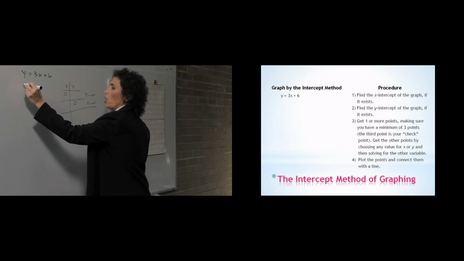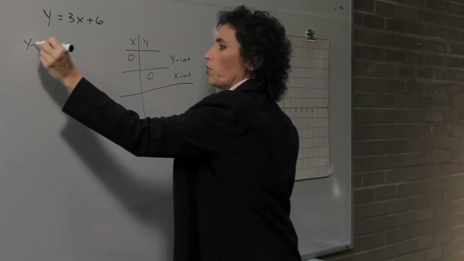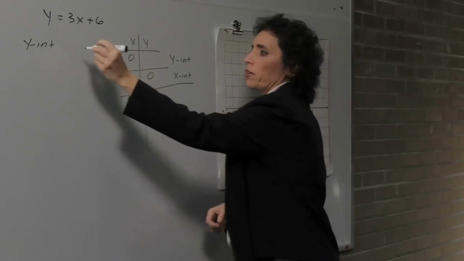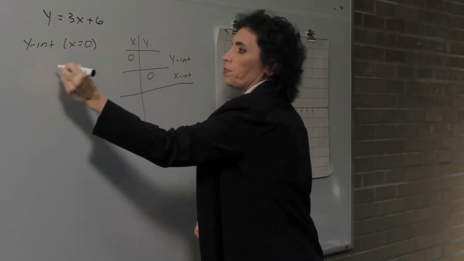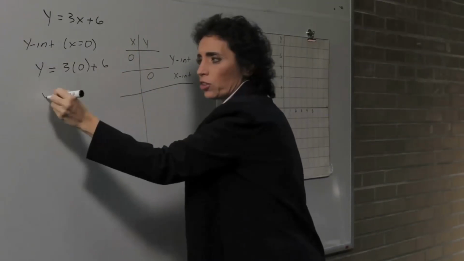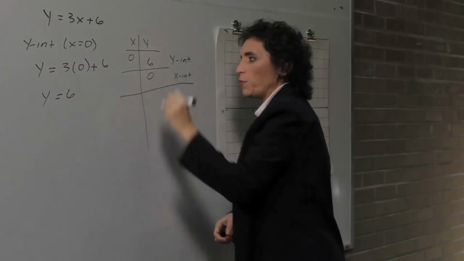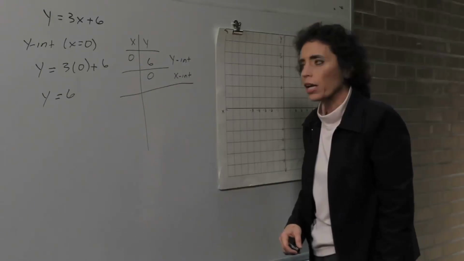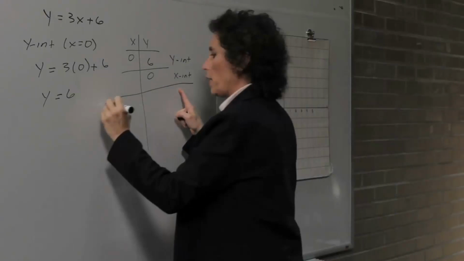And I'm going to just find it here. Here we go. So I'm going to find the y-intercept first, just because I put it up here. It doesn't matter. X equals 0. Y equals 3 times 0 plus 6. That's y equals 6. So I already have a point (0, 6). Okay? Now I'm going to find the x-intercept.